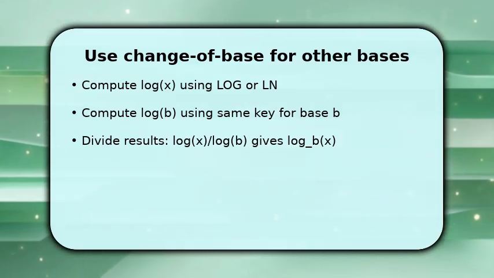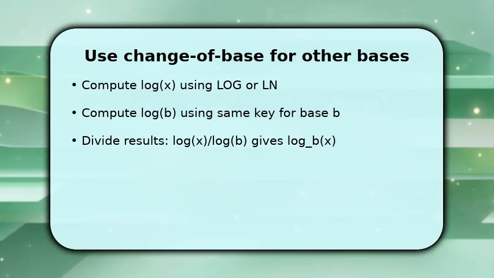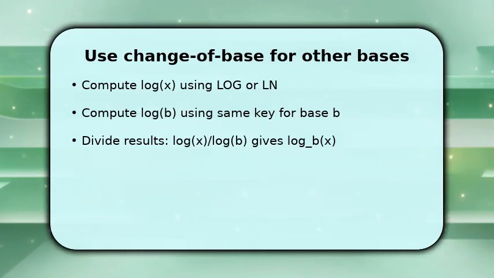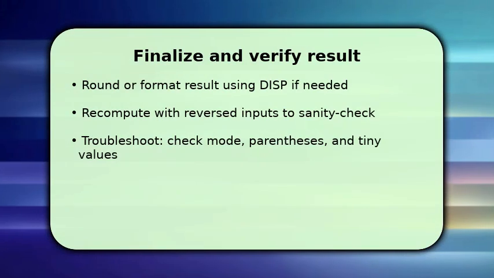Use parentheses if your model requires explicit grouping. Repeat with different x or b as needed. This method works on every standard Casio calculator without a dedicated base key. Finish by formatting or rounding the output using DISP or the calculator's display settings so it matches required precision.